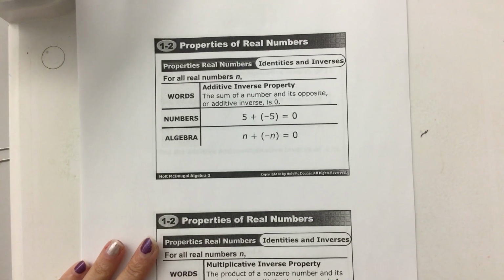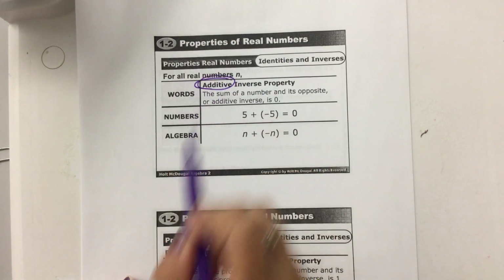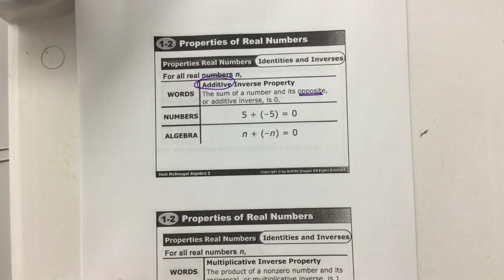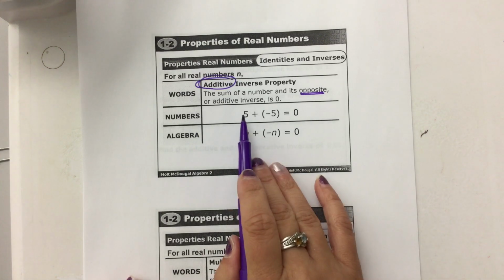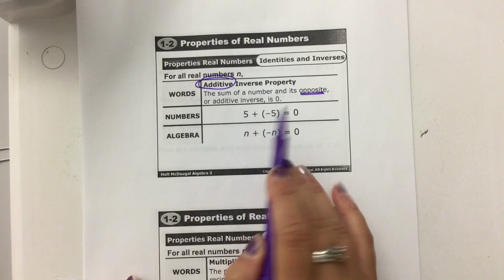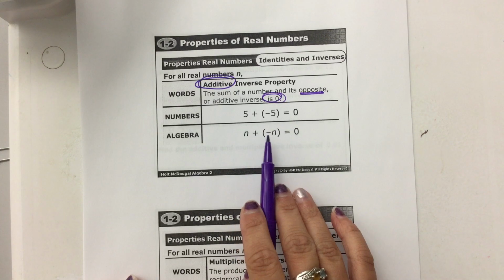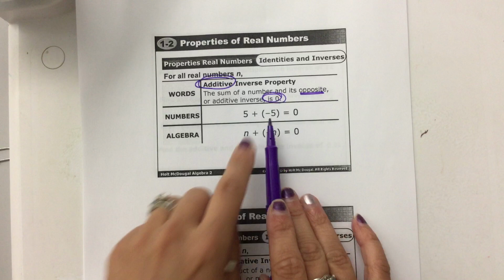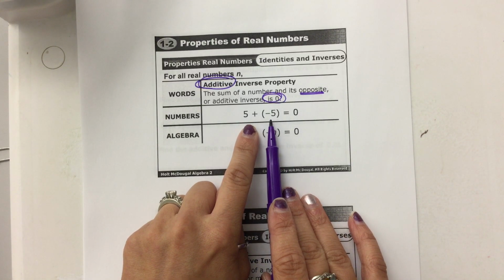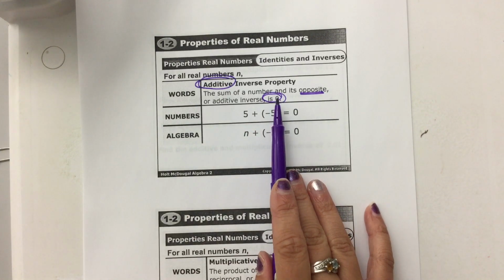Okay, next one is additive inverse. Now, when you have additive inverse, again, you are adding. What you're adding are opposites. Opposites means that the number is the same, just the signs are different. One will be positive, one will be negative. So for example here, positive 5 plus negative 5, the sum will always equal a 0. Positive n plus a negative n will equal a 0. Additive inverse property: if you add a number and its opposite, meaning you only change the sign, your result is always a 0.